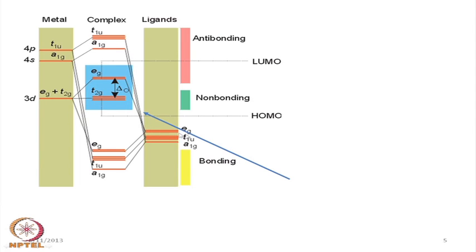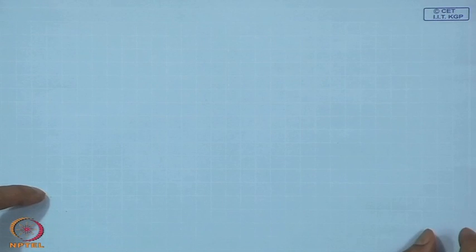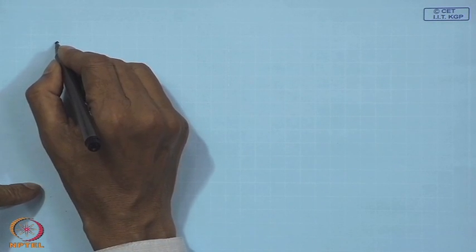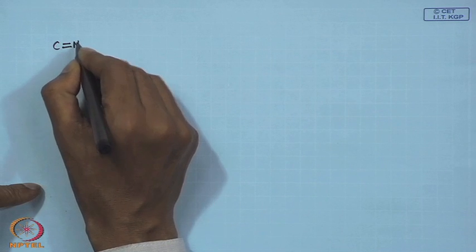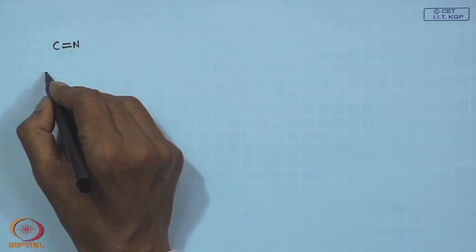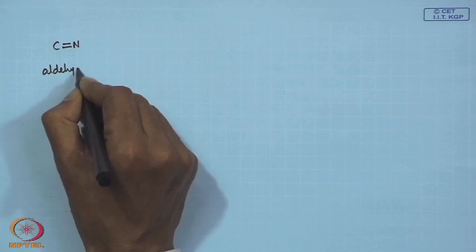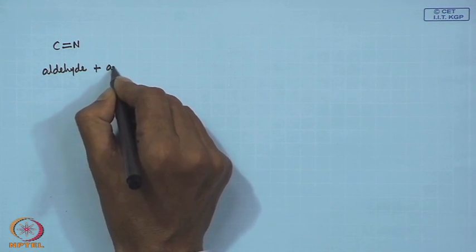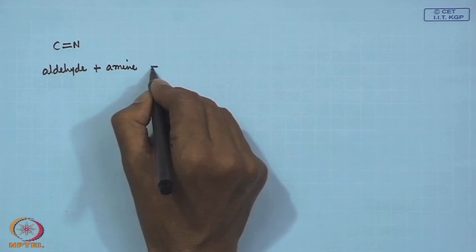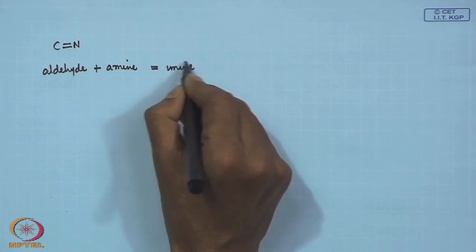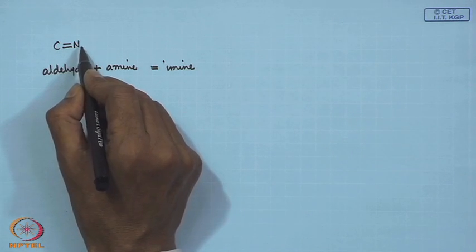So, in this particular situation, regarding the transitions in the spectroscopic parameters, we have seen in UV visible spectra of simple molecules like carbon monoxide or imine functions, what we have discussed earlier also, that if we have the Schiff base formation, that means between an aldehyde and an amine, giving rise to the formation of the imine, that means C double bond N.